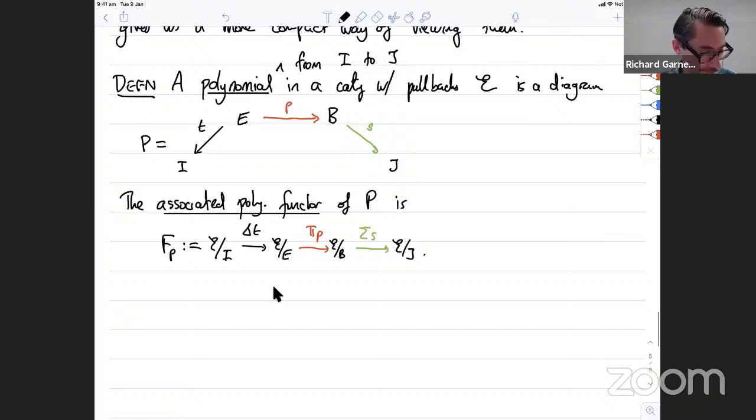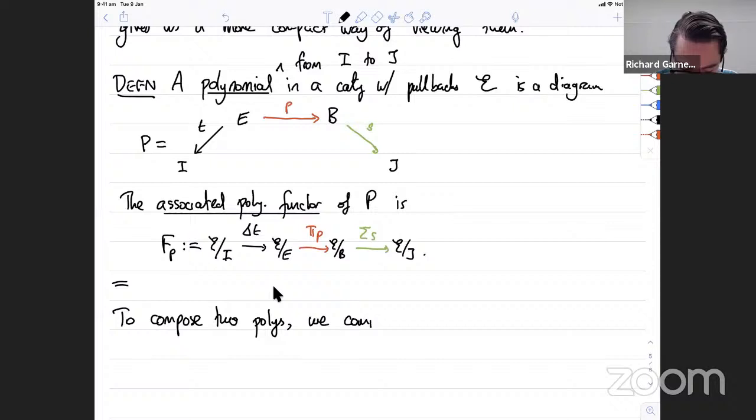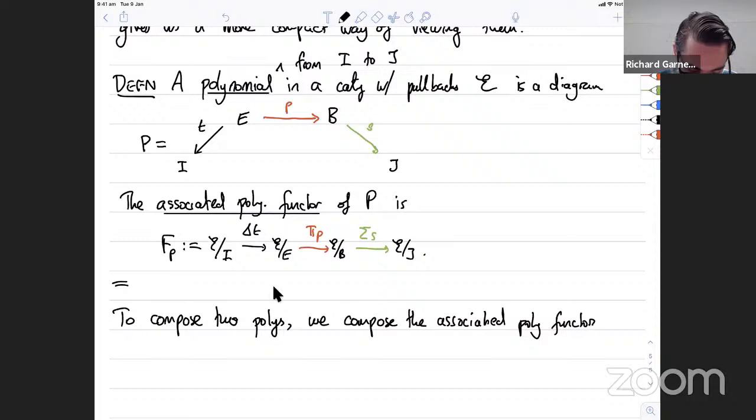So to compose two polynomials, we compose their associated polynomial functors and take the normal form.